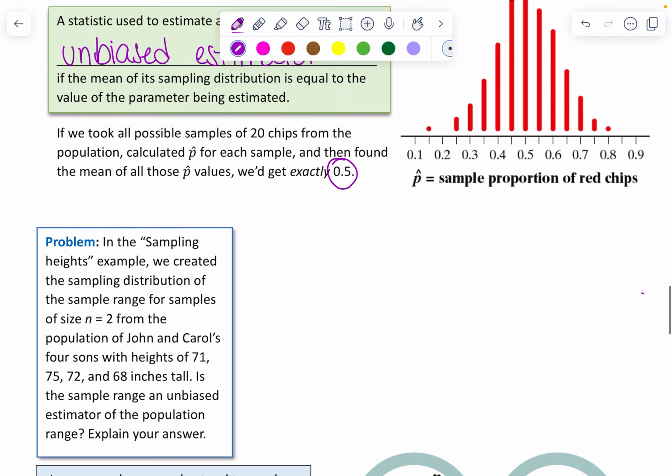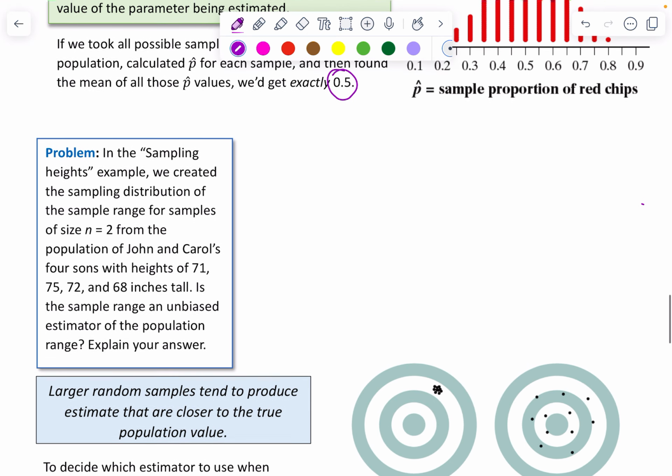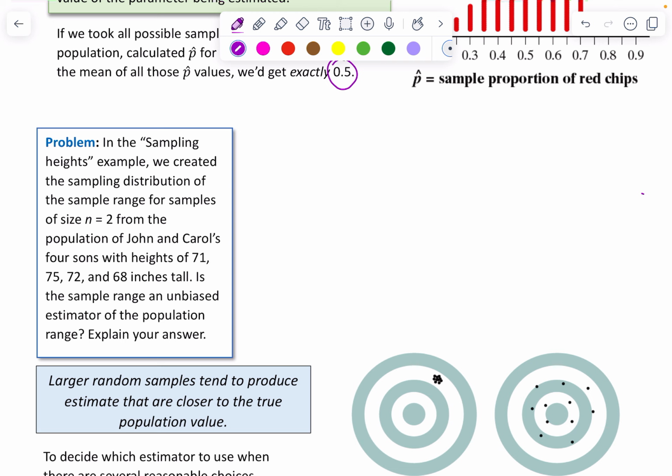So in the sampling heights example, we created the sampling distribution of the sample ranges for samples of size 2 from the population of John and Carol's 4 sons. Is the sample range an unbiased estimator? If you remember, looking at the number line we had before, the numbers were 1, 3, 3, 4, 4, and 7. If I find the average of these numbers, there's 6 of them, I get 3.67.